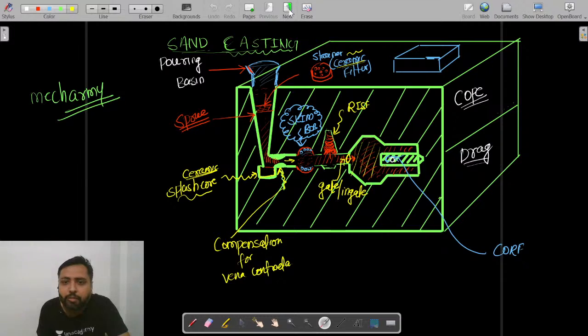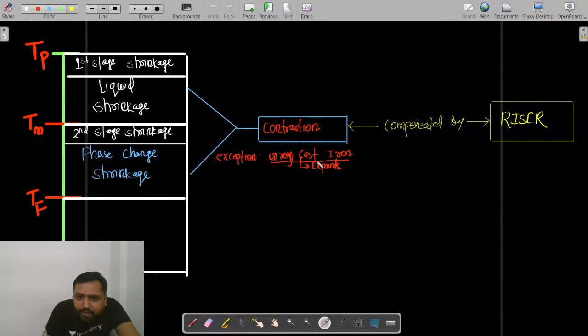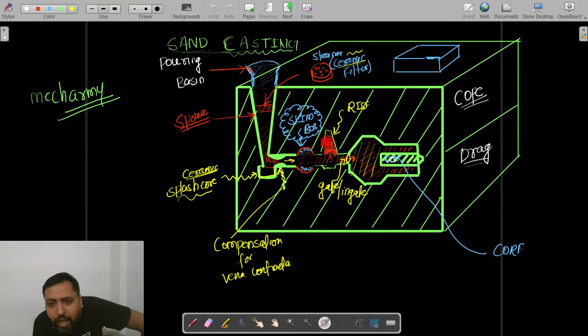Now listen carefully, my dear. If it is gray cast iron, it is going to expand. So if you are casting gray cast iron, don't use the riser, because you need not compensate. So why use this riser? Using this riser means you make this cavity. Not using this riser, you don't make this cavity, right?